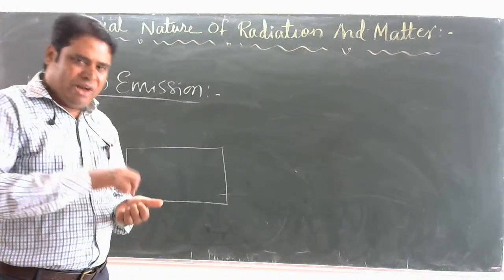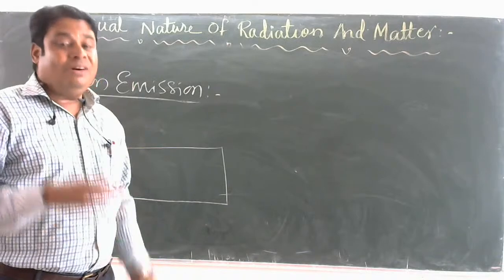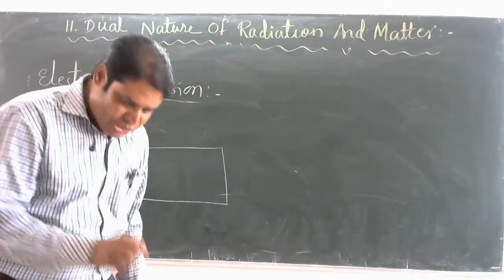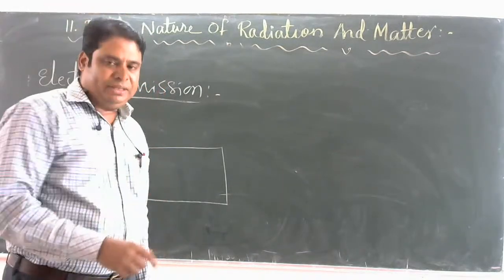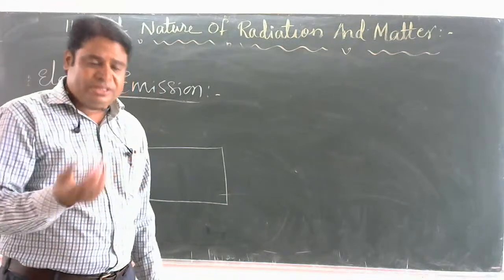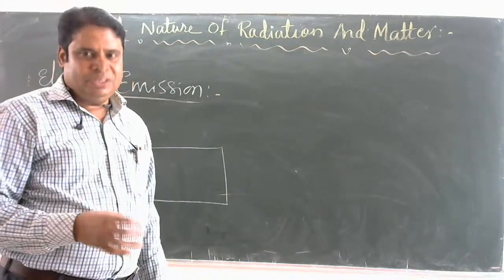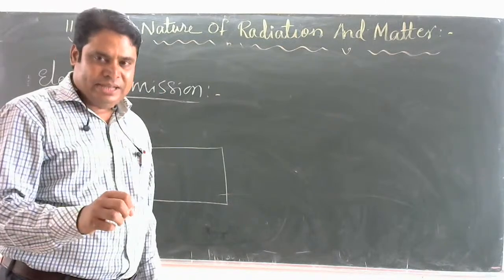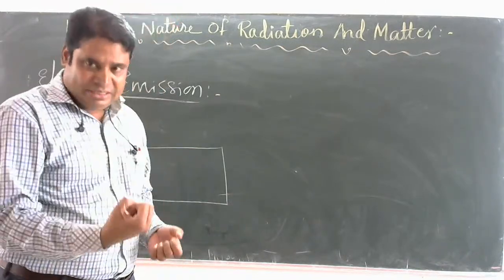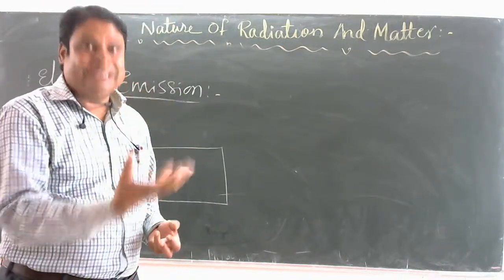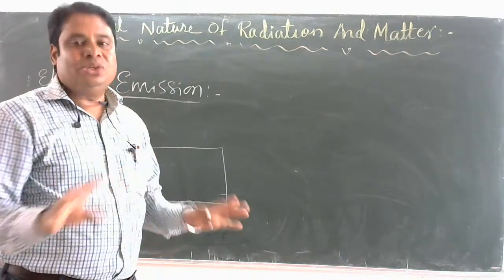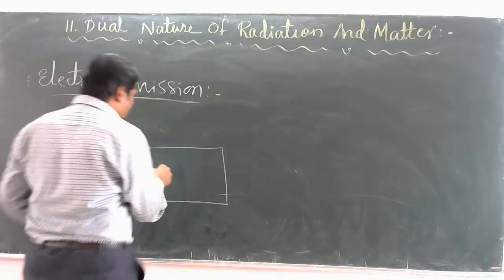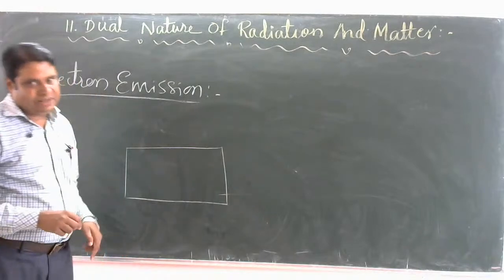When we try to take an electron, or the electron itself tries to go away from that metal surface, the whole surface, or that atom, will acquire positive charge, and it will re-attract that electron. So there is no question of an electron coming out from this metal surface.